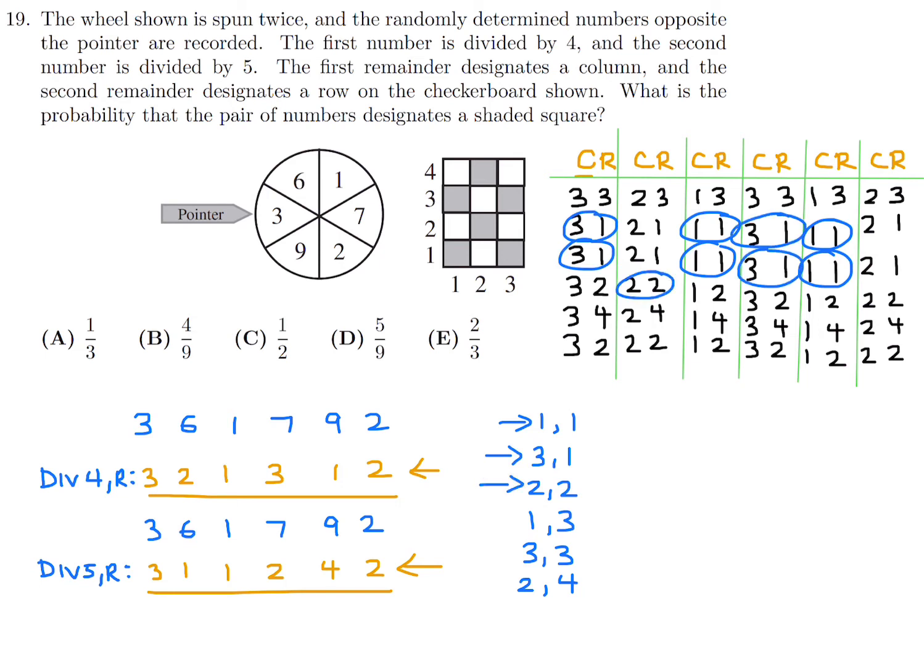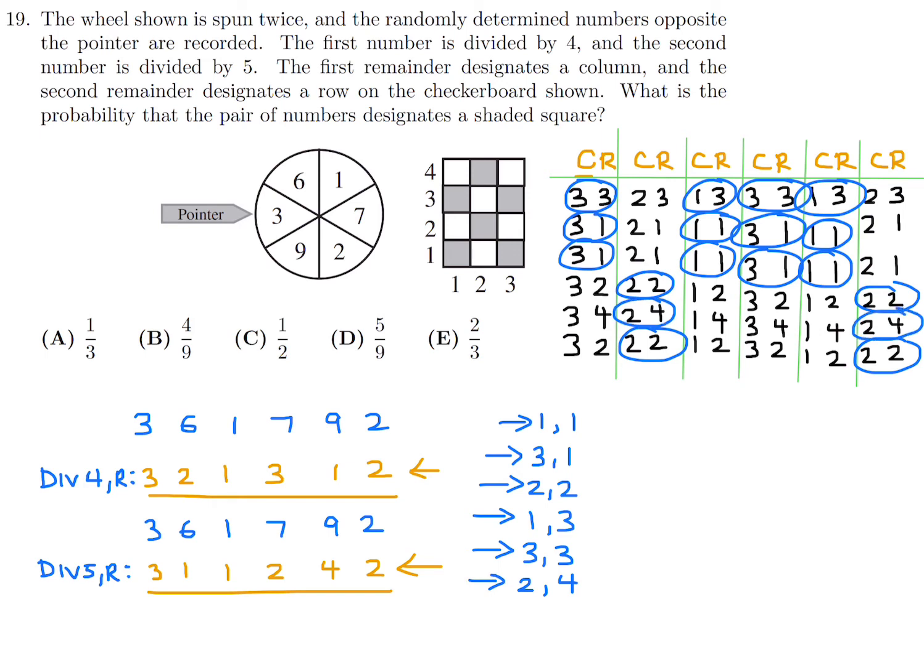2, 2, these ones, let's see here, where's the 2, 2? Any more 2, 2s? Oh, down here. 1, 3, here's a 1, 3, here's a 1, 3. 3, 3, there's a 3, 3, there's another one. And then finally 2, 4, here's a 2, 4, and here's a 2, 4.